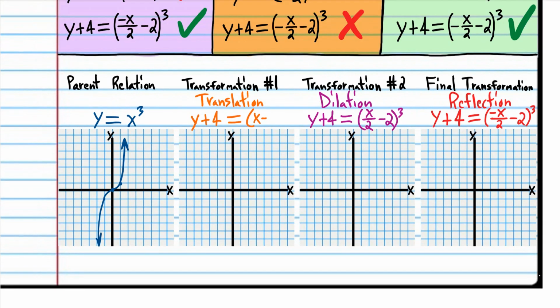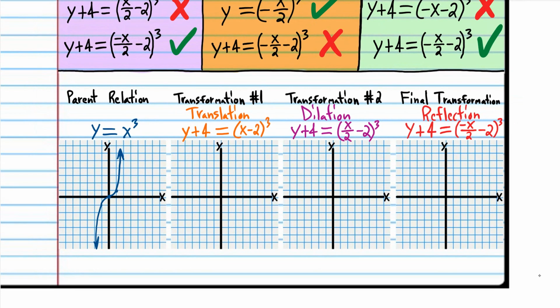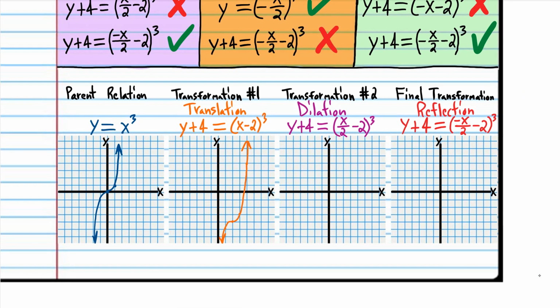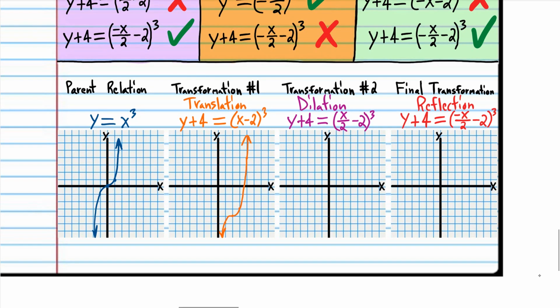Whoops, looks like we accidentally erased something there. There you go. So now we're going to translate. We're going to move 2 units to the right and 4 units down. And we're going to connect the dots. Okay, then we're going to dilate. You see we're replacing x with x over 2. So that means we're going to multiply all the x values by 2.